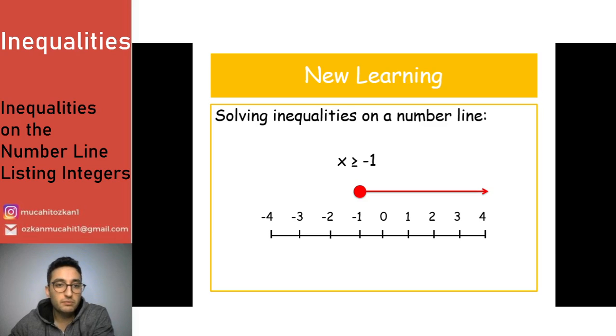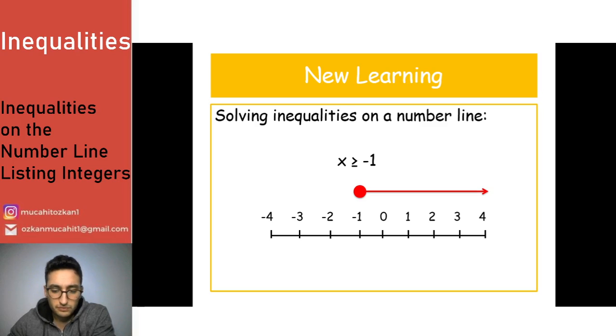So to be able to show these inequalities on the number line, we need to know what each sign means. If we have a less than or equal to or greater than or equal to sign, I am going to shade the circle. If we have just less than or greater than signs, then I will just draw a circle and leave it empty.